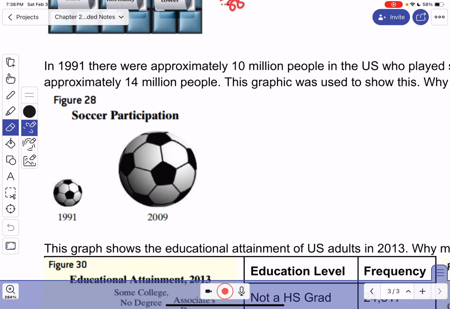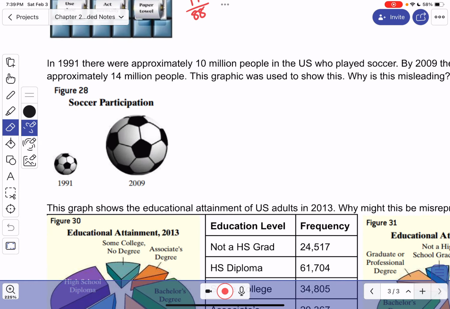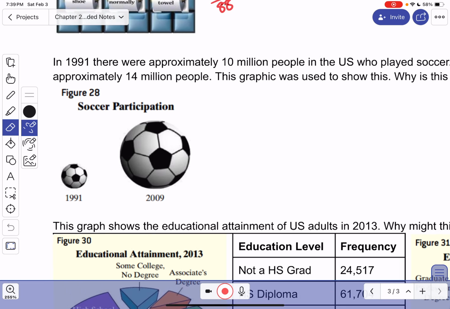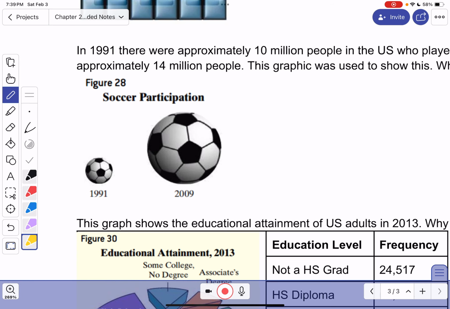How about this? In 1991, there's approximately 10 million people in the United States who played soccer. By 2009, there was 14 million people. They used this graphic. Why is this misleading? It shows that it's got bigger.